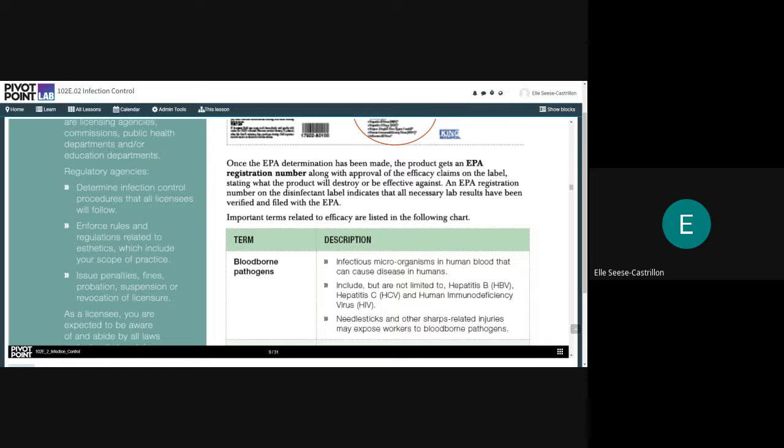So once the EPA determination has been made, the product gets an EPA registration number, along with approval of the efficacy claims on the label stating what the product will destroy or be effective against. An EPA registration number on the disinfectant label indicates that all necessary lab results have been verified and filed with the EPA. Important terms related to efficacy are listed in the following chart.